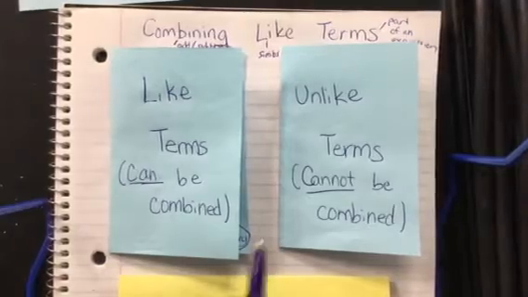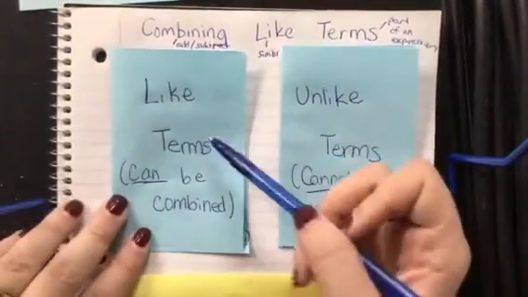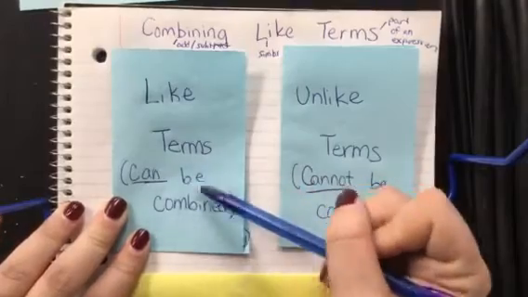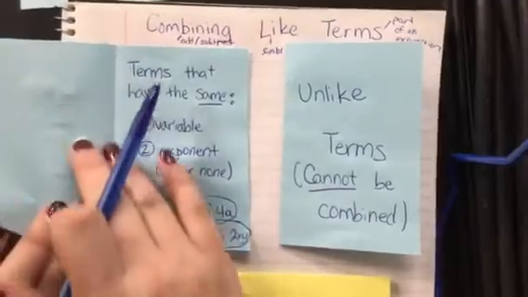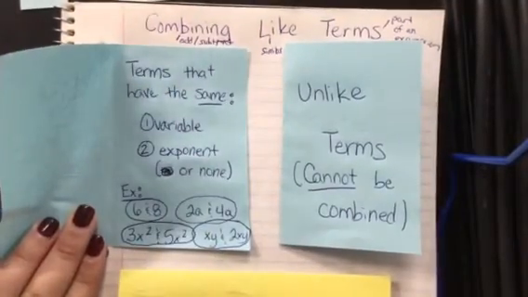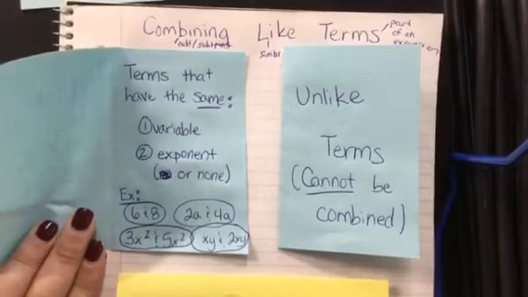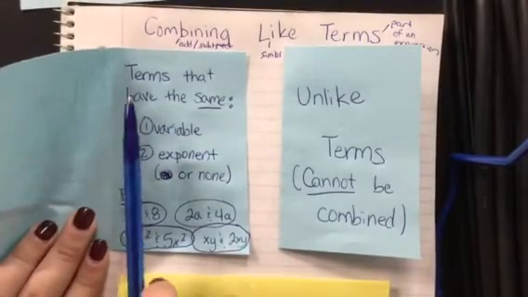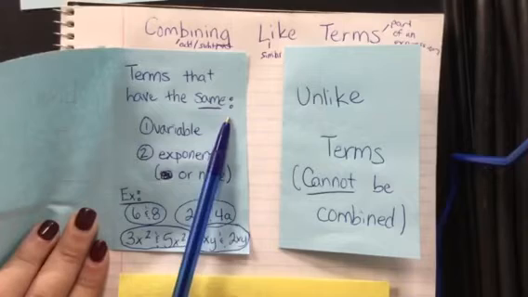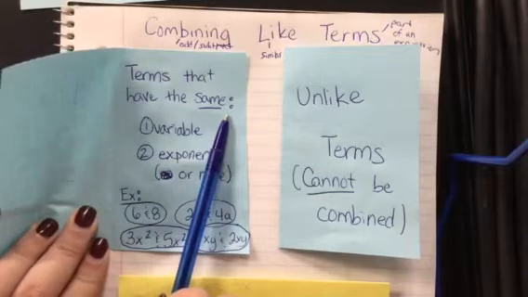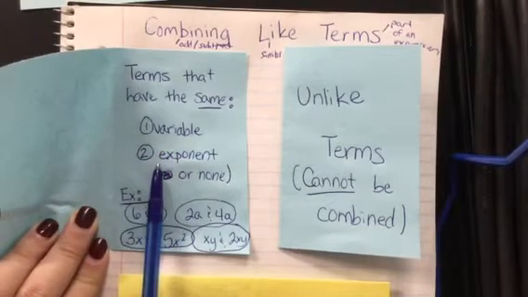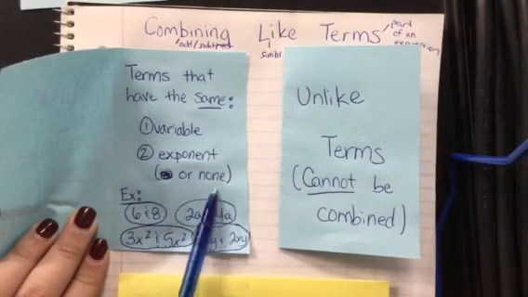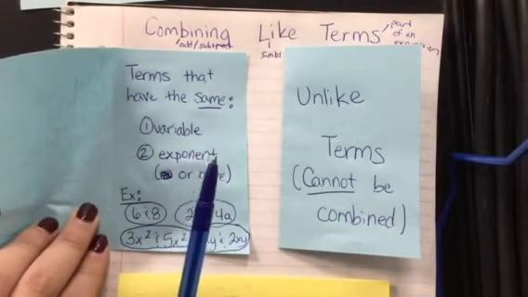Okay? So I want you to open up your like terms flap. Like terms are terms that can be combined. So when we see them, we're going to put them together. We're going to add them or subtract them. All right, in order to have a like term, the terms have to have two things the same. They have to have the same variable or no variable at all. And they have to have the same exponent or no exponent at all.